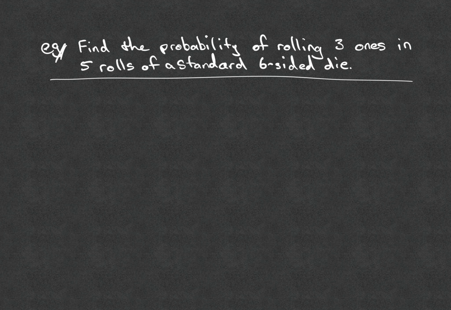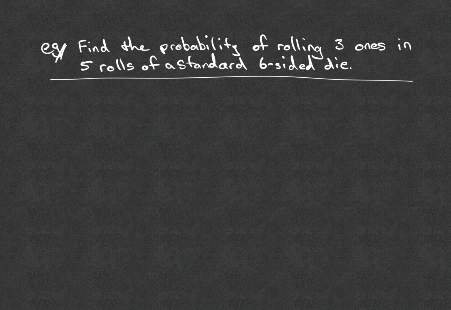So I'll start off by checking that I've got a binomial situation first of all. So let's think about it. We can either have a roll of a 1 or a roll of something else. So we can think of those as success and failure. Success is rolling a 1, failure is not rolling a 1. It's anything else other than a 1. So that sounds good to start off with.